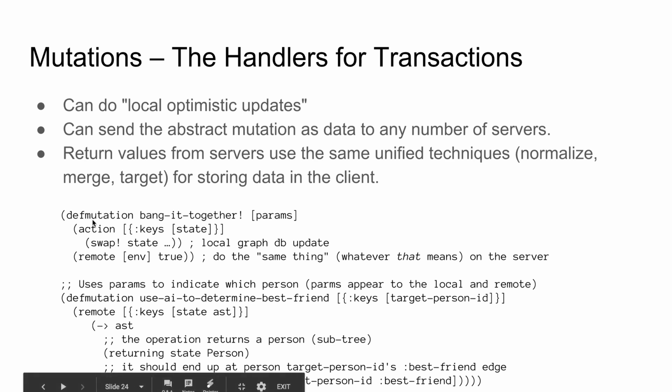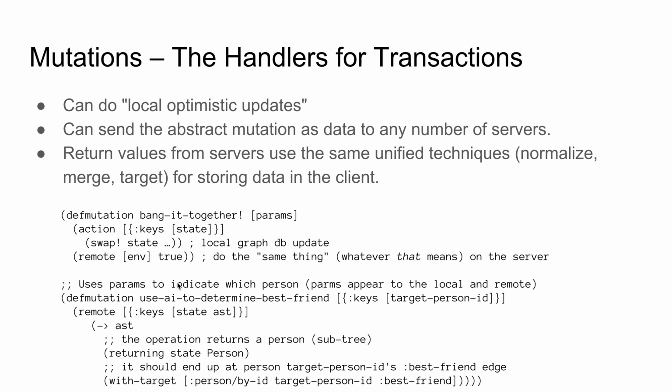So this first one, bang it together, is just we're defining that as an action. The state database comes in to an environment via a state key, and this is an atom. So you can swap against it, do whatever you want to the graph database, and then the UI will change as a result of that. And then you can also define that the remote should, if you return a Boolean here, just do whatever the client thinks it did. In other words, send bang it together with the same parameters across to the remote. And whatever that means to the server is what it means to the server.